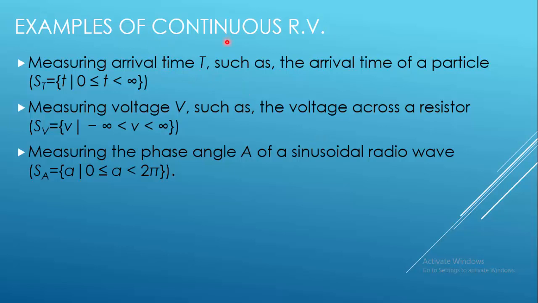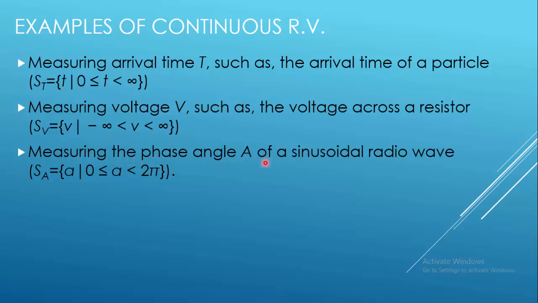Now, examples of continuous random variables. For example, measuring arrival time t, such as the arrival time of a particle or a customer or some other event, or maybe a packet. Measuring voltage V, such as the voltage across a resistor. So what will be the voltage? We know that the voltage is an analog value, so in that case predicting the exact value is not possible. What we can say is that the voltage will be within this limit. We can try to determine whether it will be within that interval, but we cannot say whether exactly this value will occur or not. We cannot predict that.